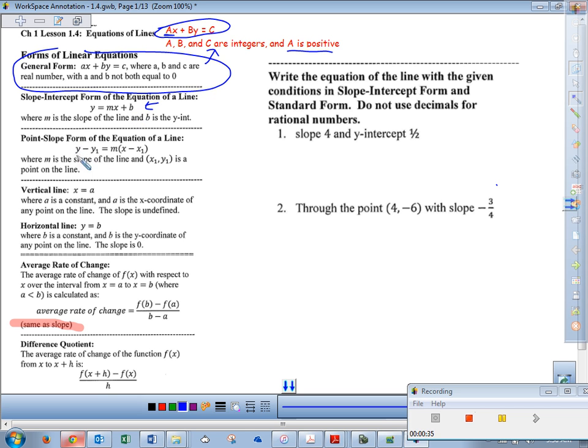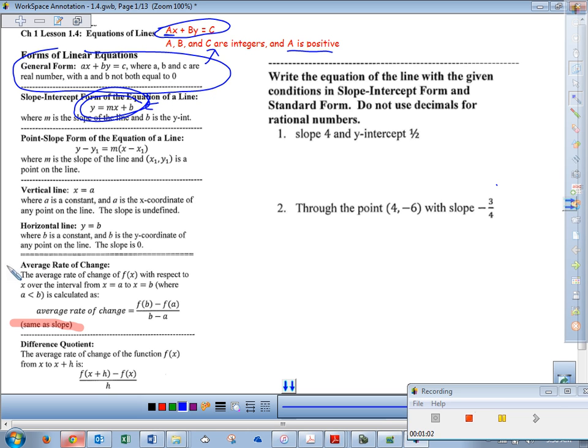Point-slope form, which we should be pretty familiar with, to where if they give you a point on the line and the slope, we'll use this equation. Every vertical line only has one variable in it. It's x equals some number. And horizontal lines, they only have one variable in it, y equals some number. Going back to an oblique line again, oblique lines have both x and y in their equations.